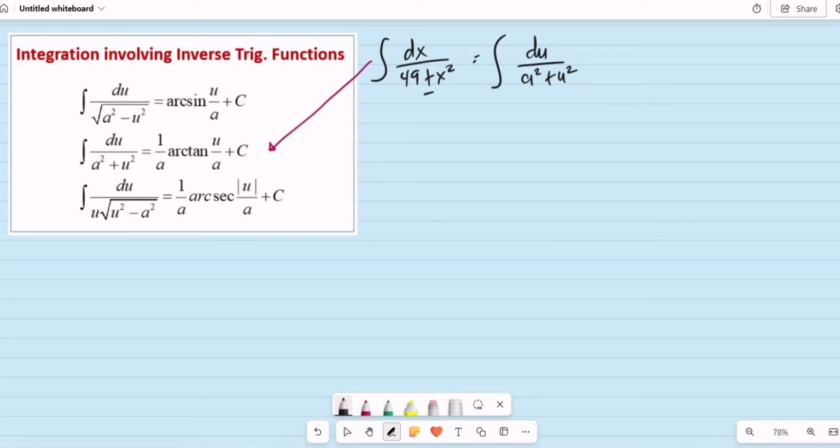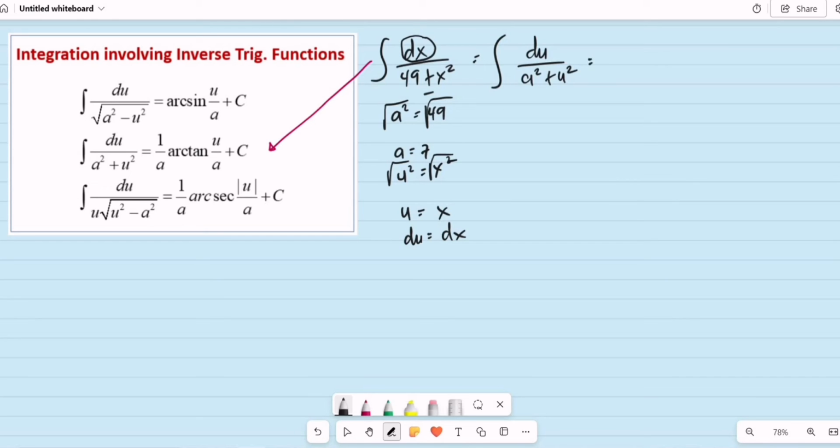So basically, a squared is now equal to 49. If we take the square root of 49, the value of a is simply equal to 7. The equivalent of our u squared is x squared. Again, if we take the square root, our u is simply equal to x. And if we take the derivative, du is now equal to dx, which is simply our numerator.